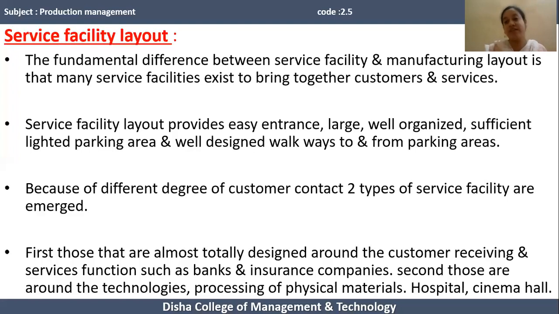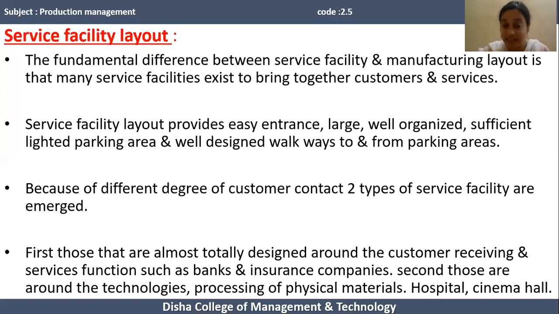I mean, service facility layout identifies where different facilities should be available. Means it identifies where the different sections should be, where the customer receiving area should be, and where other things should be available, so that by arranging these things in a sequential manner, the organization is able to serve their customers in the best and most effective manner. So service facility layout provides easy entrance, a large, well organized, sufficiently lighted parking area, and well designed walkways to and from the parking area.